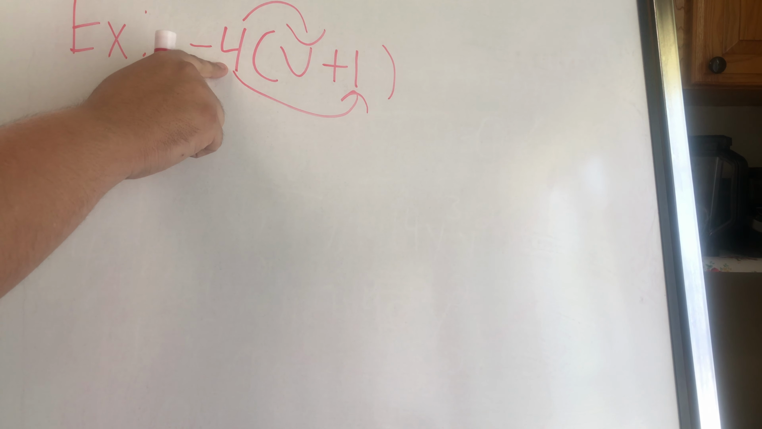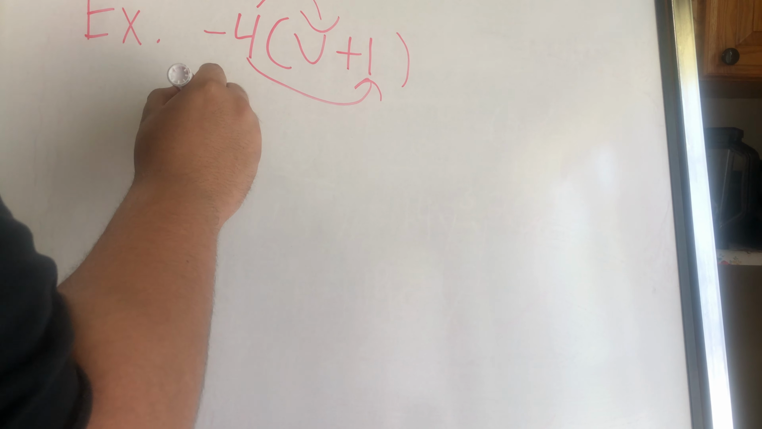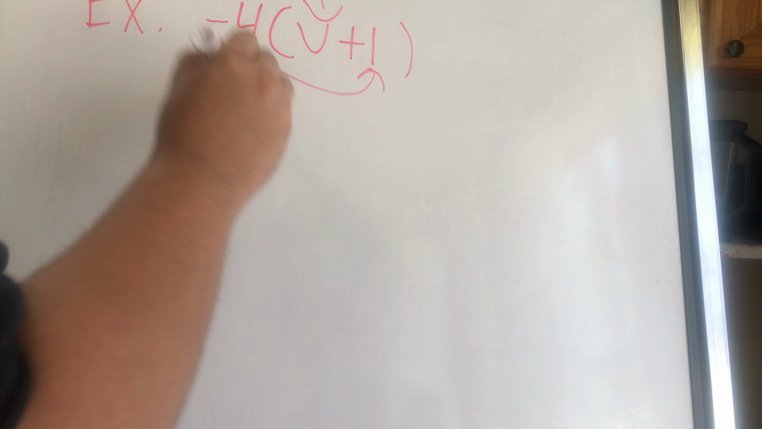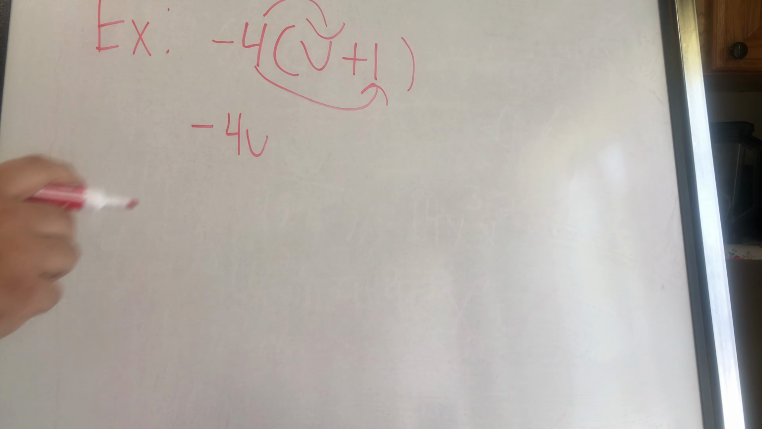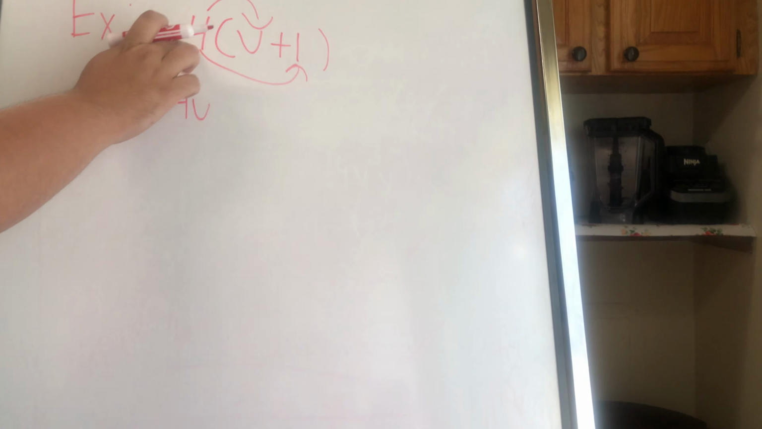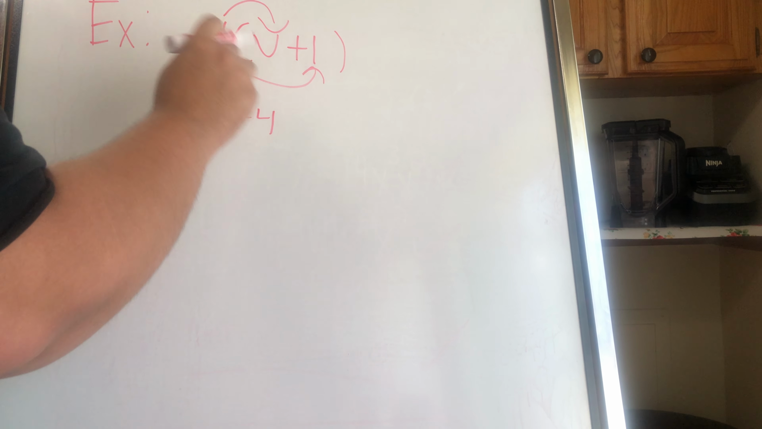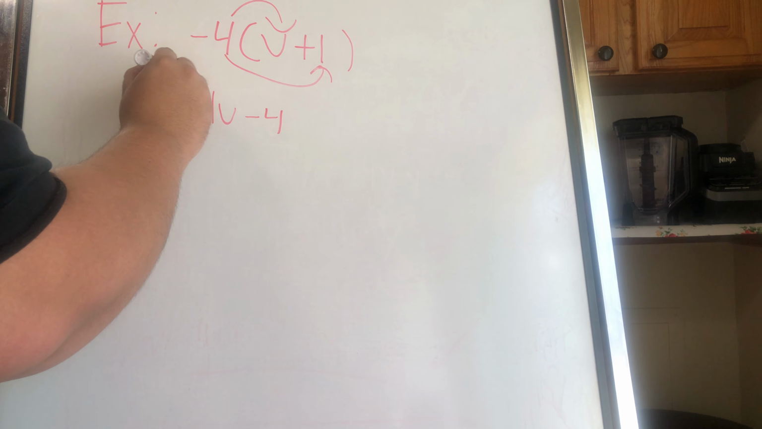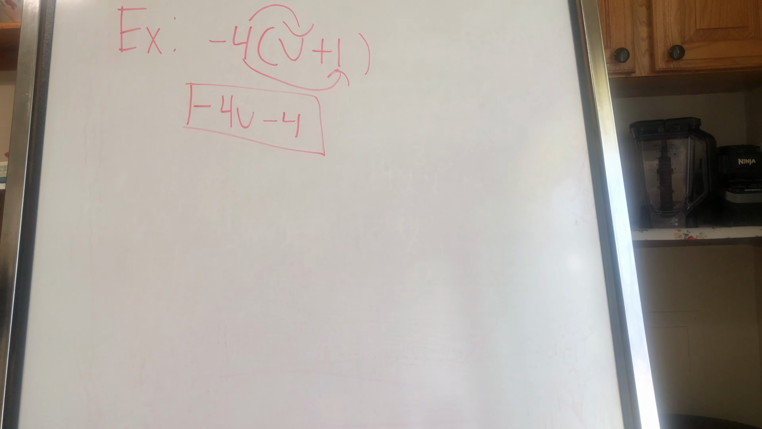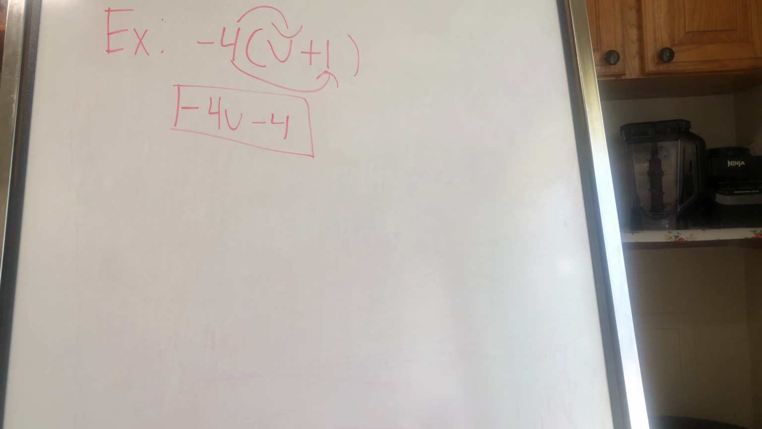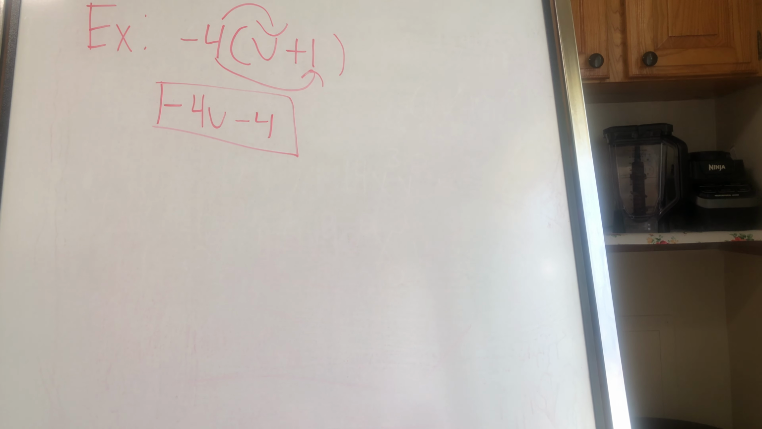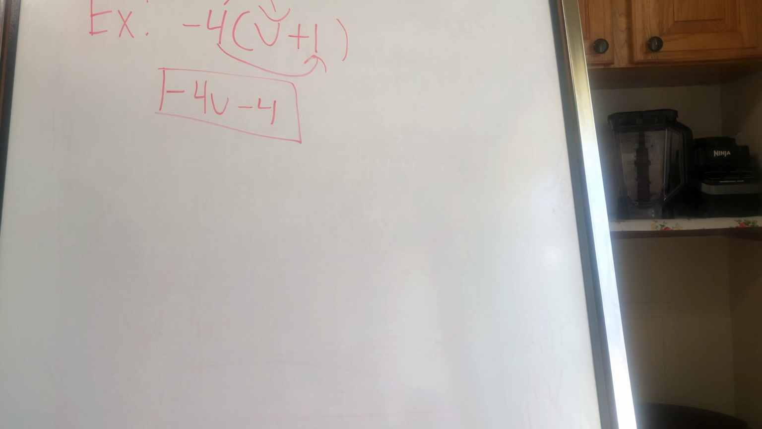So negative 4 times v is negative 4v. And the last one is just a straight multiplication. Negative 4 times 1 is negative 4 because a negative times a positive is always a negative. Example problem 2, complete. Let's go ahead and move on to number 3.